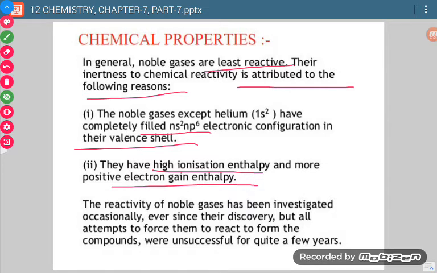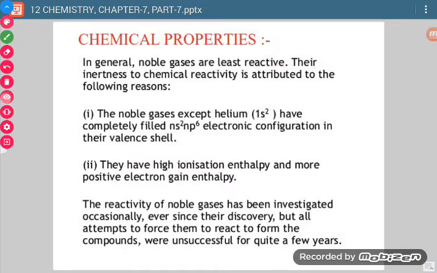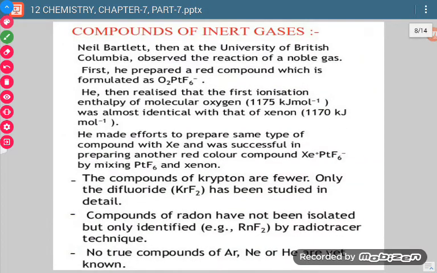The reactivity of noble gases has been investigated occasionally ever since their discovery, but all attempts to force them to react to form a compound were unsuccessful for quite a few years. So when these gases were found, efforts were made to form compounds from them, but for a few years there was no success in this field. Now how this story begins and how we were able to find some compounds of noble gases, this is what we are going to study now.